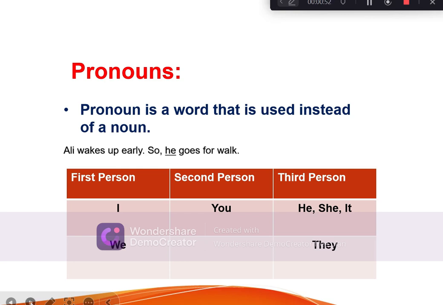Have a look at this chart. These are the pronouns which are frequently used: I, we, you, he, she, it, and they. You need to keep in mind that I and we are first person pronouns, you is a second person pronoun, and he, she, it, and they are third person pronouns. You need to keep this chart in mind to understand today's video lecture completely.